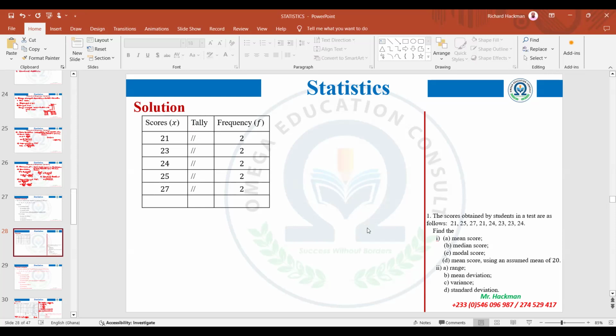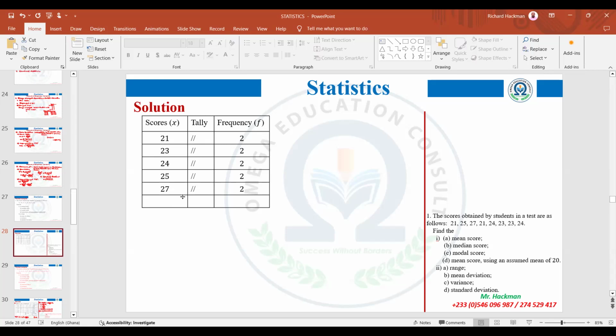So you know how to tally. If you look at 21, you cross 21 and you come and tally. You cross 25, you come and tally. You know how to tally. By so doing, you end up getting 2, 2, 2, 2 each for all that you have there. So that will help.